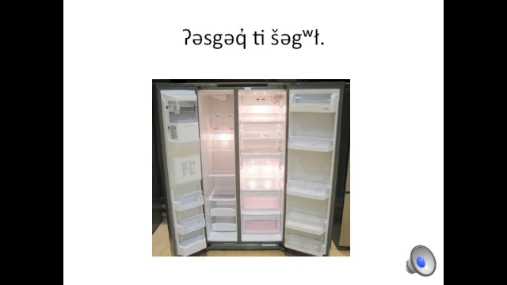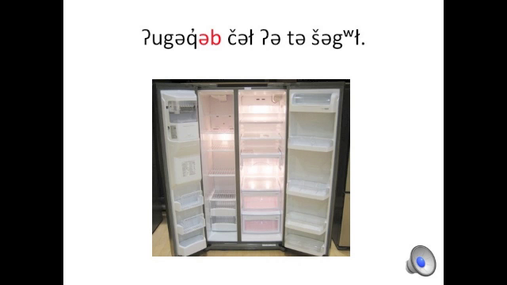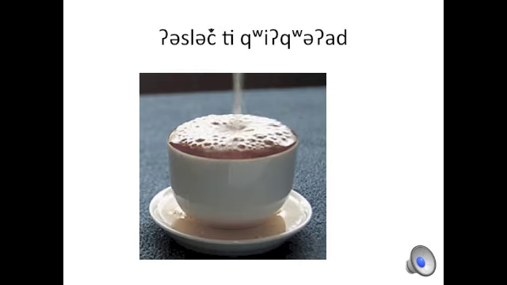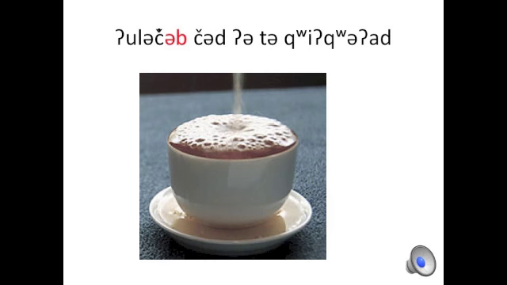Asgak tishagl, so the door is open. And then we add the be suffix to it, turn it into an action. Ogak abchash atashagl. We are opening the door, or we open the door. Aslach tiqweqwaad. The cup is full. We turn it into an action, add our be suffix. Olach abched ataqweqwaad. I am filling the cup, or I have filled the cup.